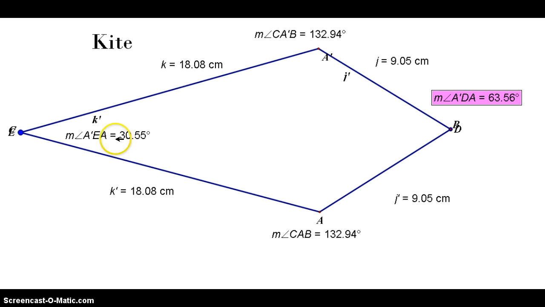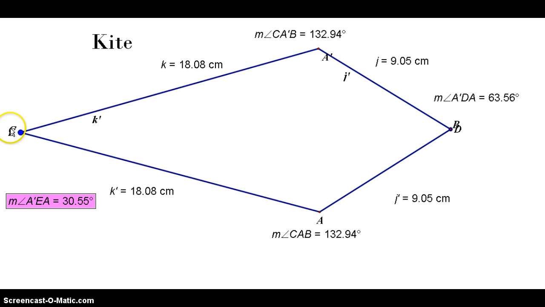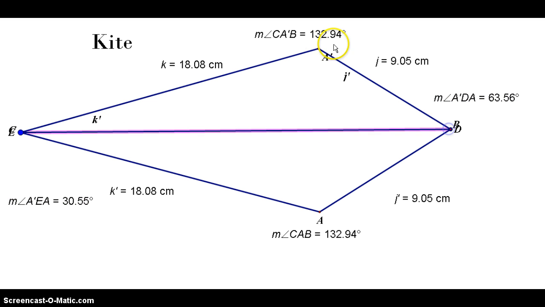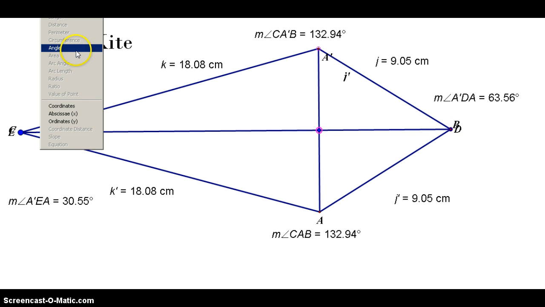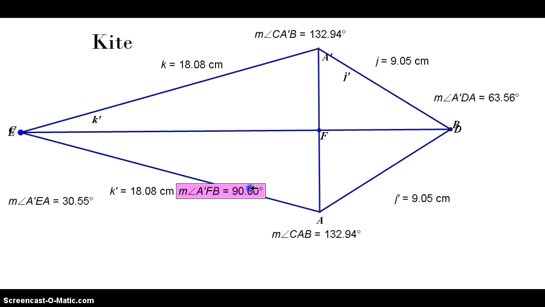Okay, so I'm going to move these out of the way. Let's construct some diagonals using the segment tool. And look at those diagonals. What's happening there? So let's just do some extra measurements. Let me put a point at their point of intersection, and let's measure that angle that's created by the intersection of the diagonals. So if we measure this angle, ooh, look at that, it's 90 degrees.